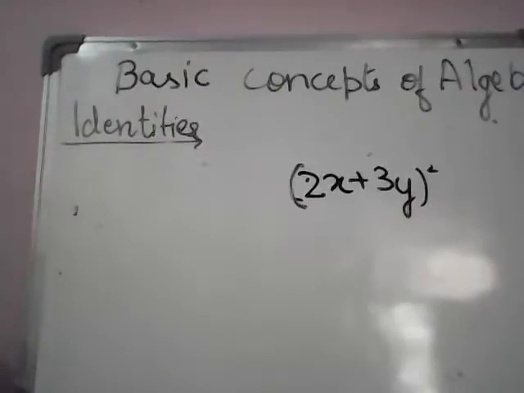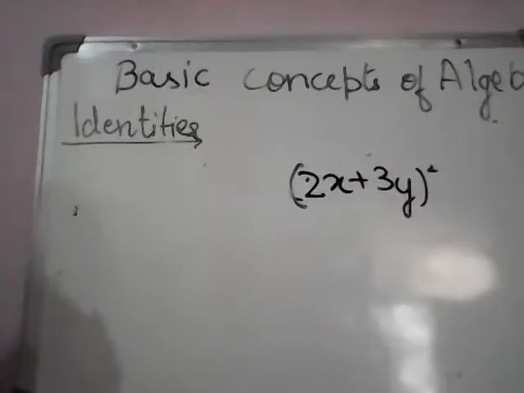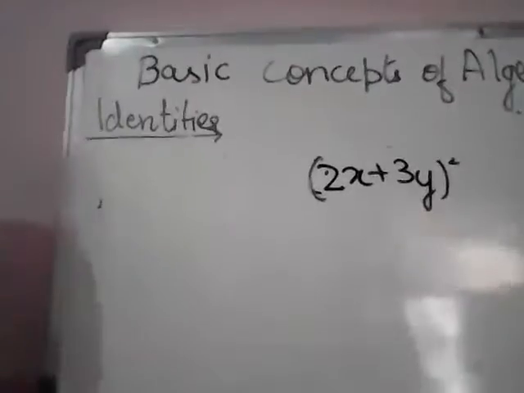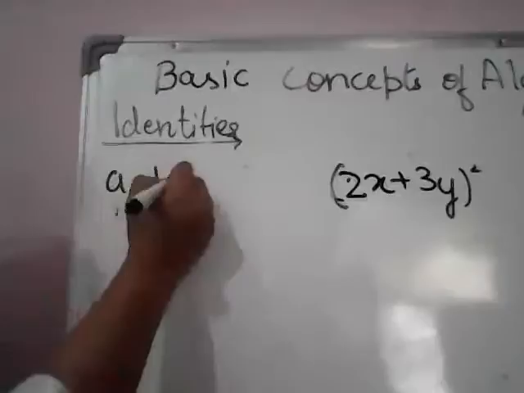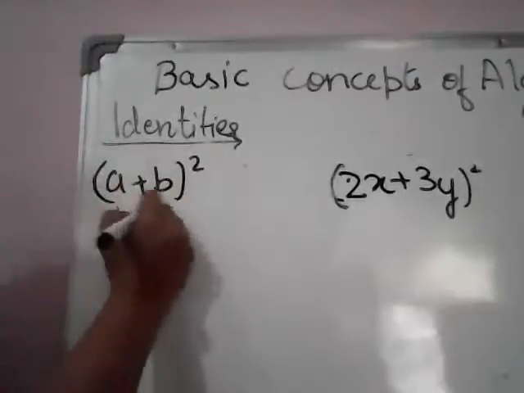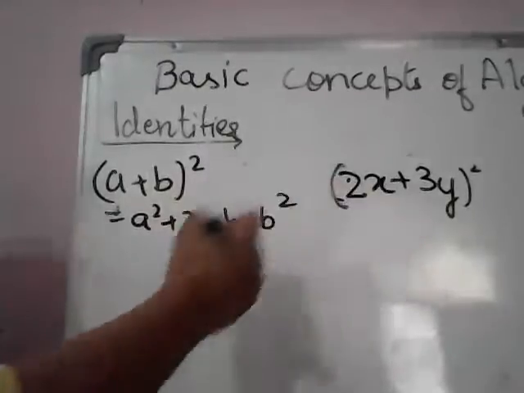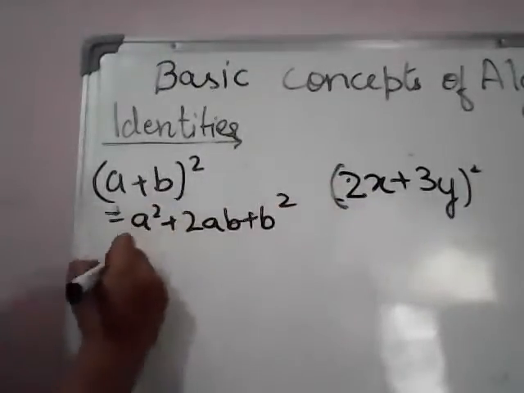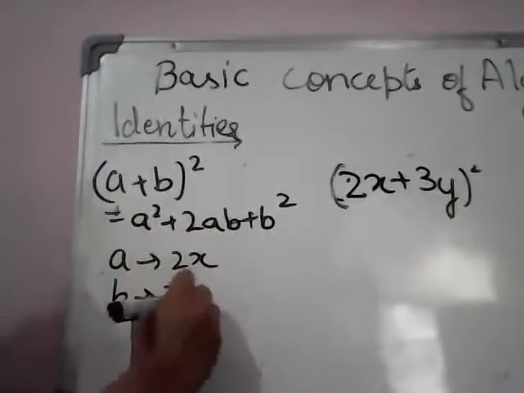a plus b whole square is equal to a square plus b square plus 2ab. So you have to judge it by seeing the signs in the expression, which signs they are using. If it is only plus sign, then we can use the first identity, a plus b whole square, that is a square plus 2ab plus b square. So here, comparing it with the identity, we have A as 2x and B as 3y, right?